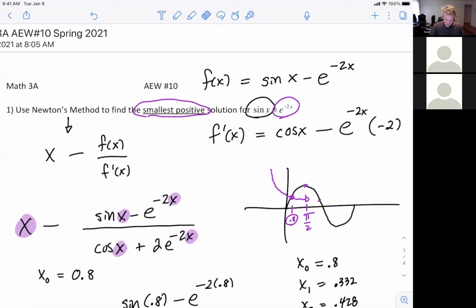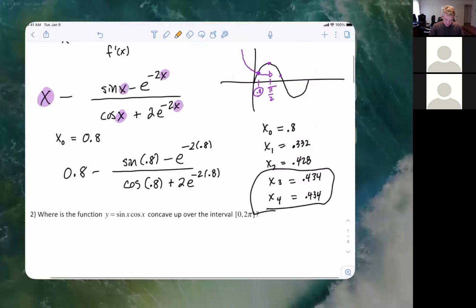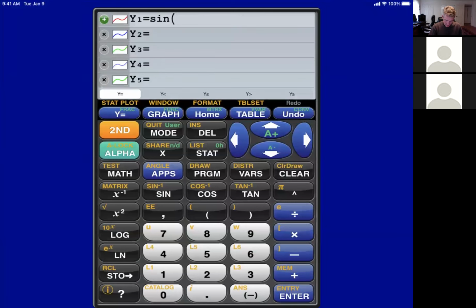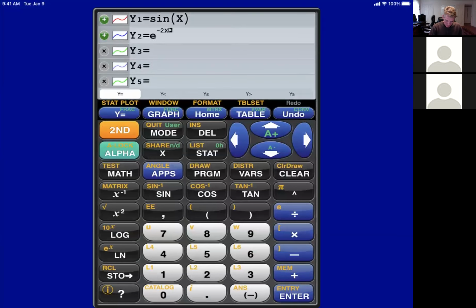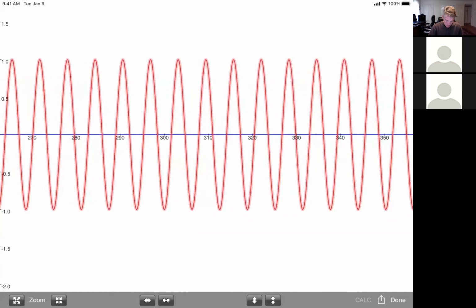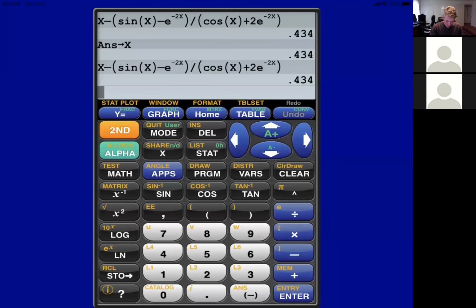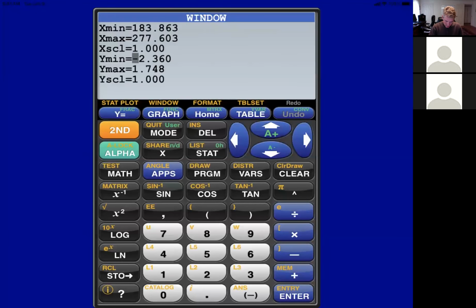So I just want to go and check and see if I got it right. So I'm going to go and grab the original problem real fast. So when does sine x equal e to the negative 2x? So when does sine x equal e to the negative 2x? And my numbers are way too big. I was looking at something else yesterday. Oh yeah, this is way too big.